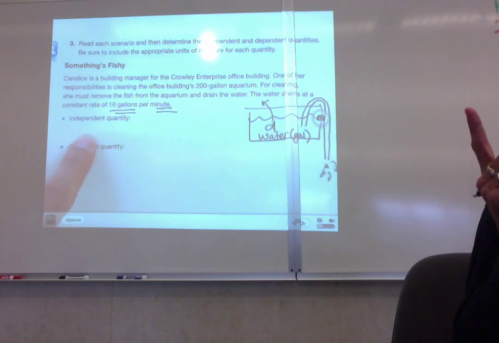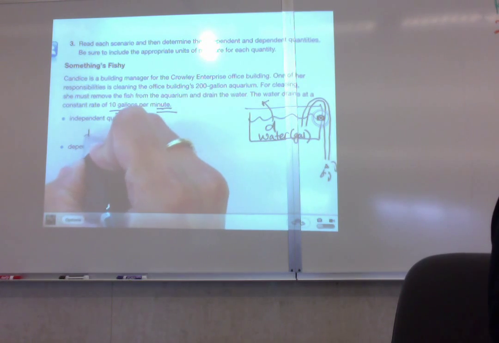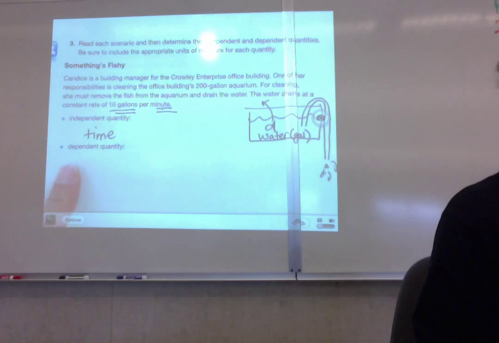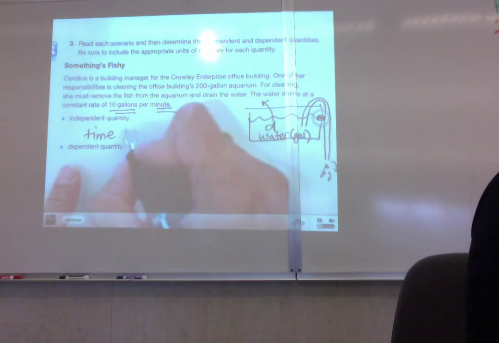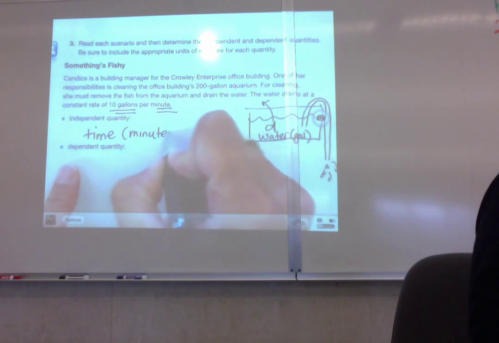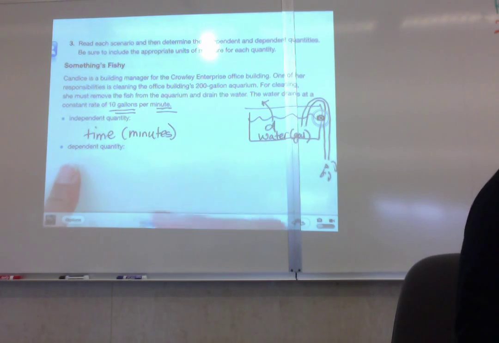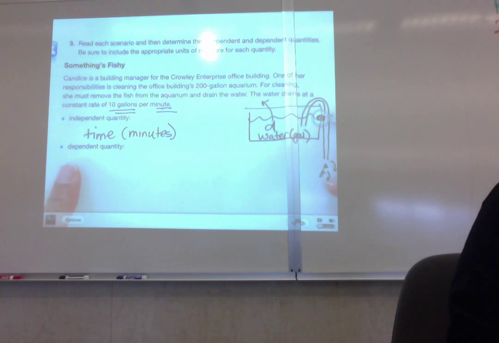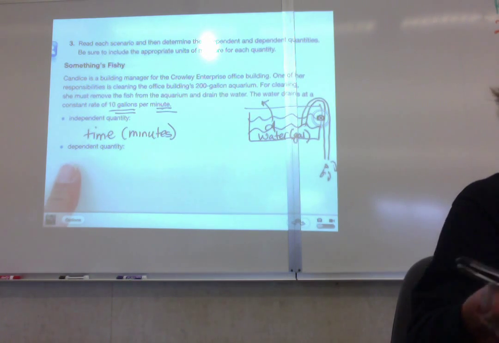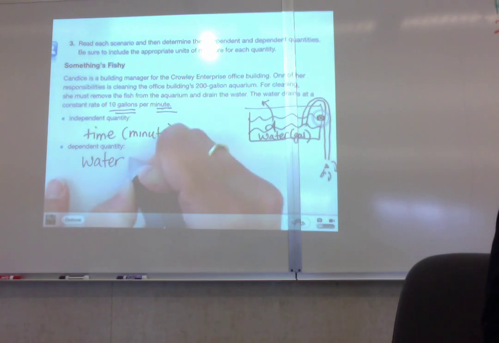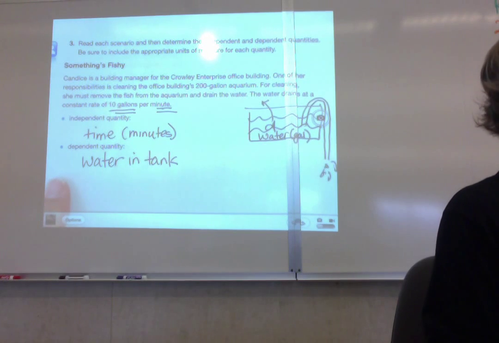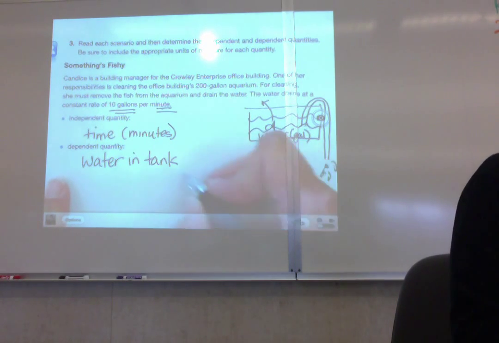One clue to you, in many cases, if you have time, that's going to be your independent quantity. So right now, write down time, measured in minutes. Again, we needed to show units this time. And I'll talk about why that's the independent quantity. The dependent quantity is the amount of water in the tank, right? At the start, it's right here. What has happened after time passes? It's lower. So dependent is how much water's in the tank. Water in tank. What are our units? What's that getting measured in? Gallons.